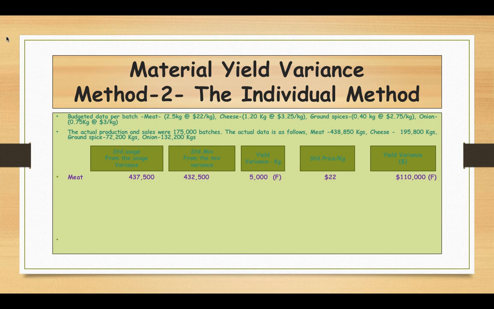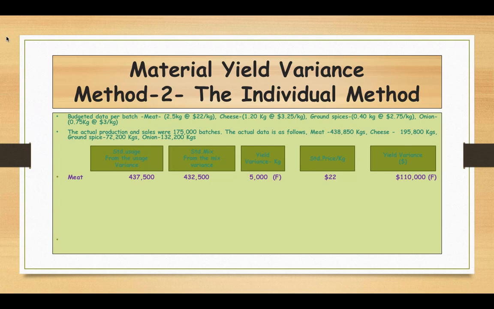Materials. We know how to calculate the standard usage. I'll quickly repeat it. We have produced 175,000 batches. So each batch we should be using 2.5 kgs of meat. So 175,000 times 2.5 is 437,500. As I have mentioned, you can get these figures from your usage variance calculations.